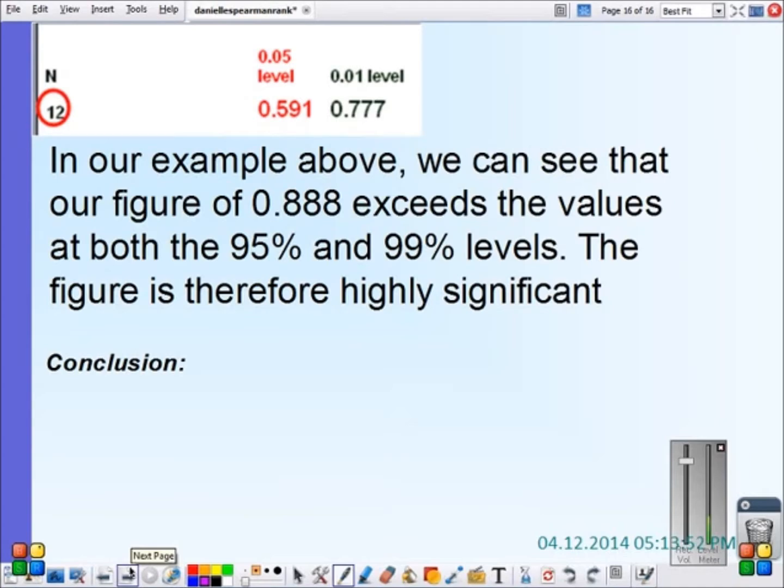In our example above, we can see that our figure of 0.888 exceeds the values at both the 95% and 99% levels. The figure is therefore highly significant. In conclusion, we can conclude that this figure is strongly significant and that pedestrian counts and the number of convenience shops are clearly related.